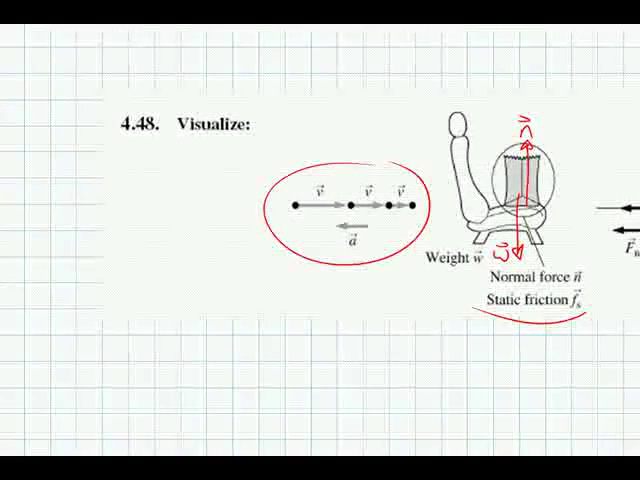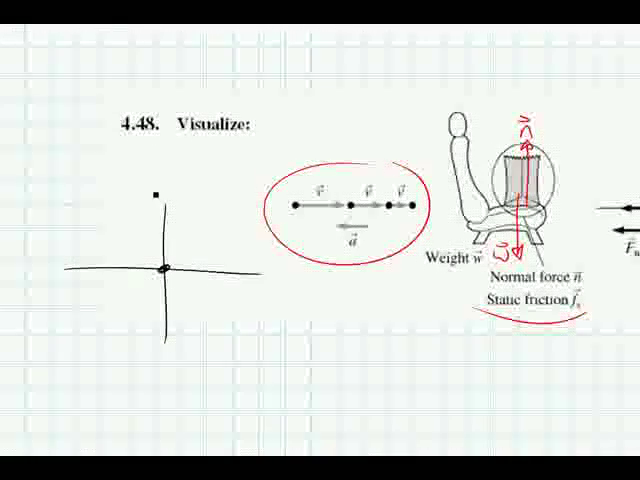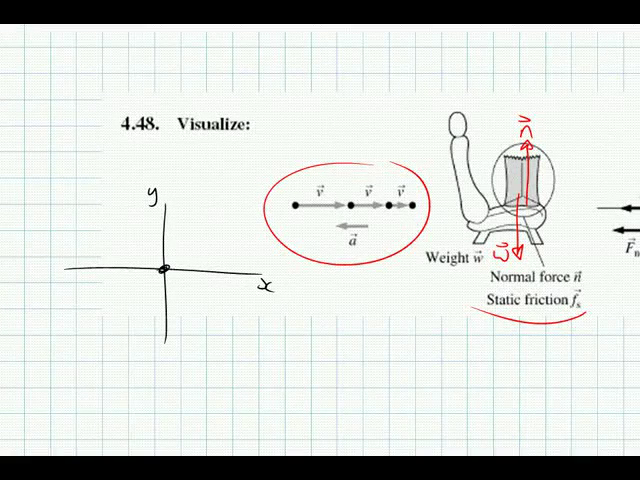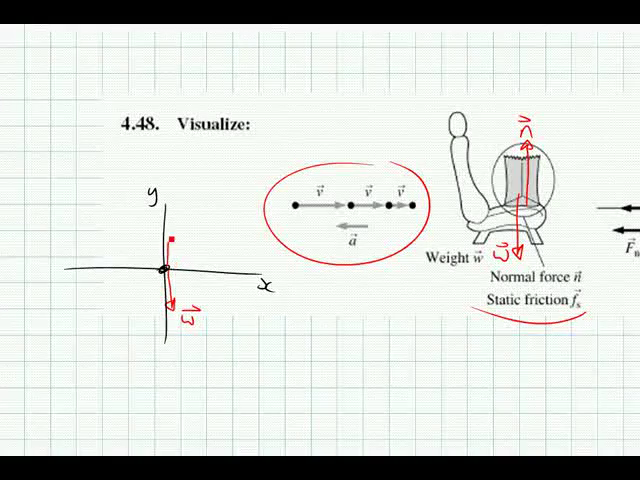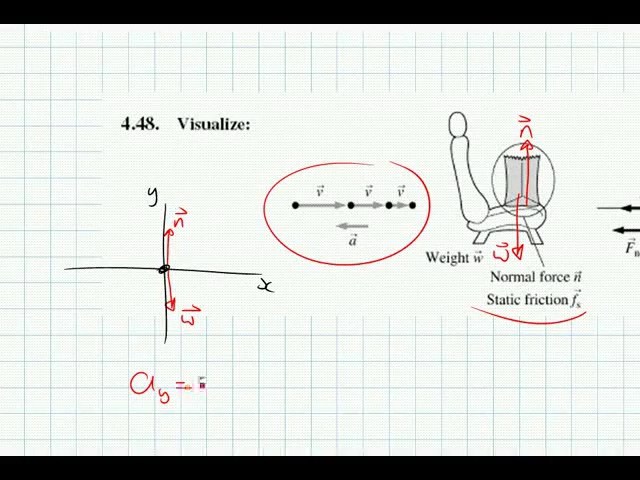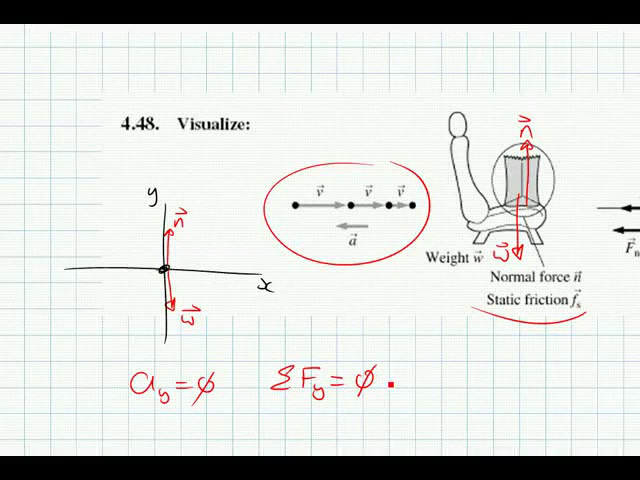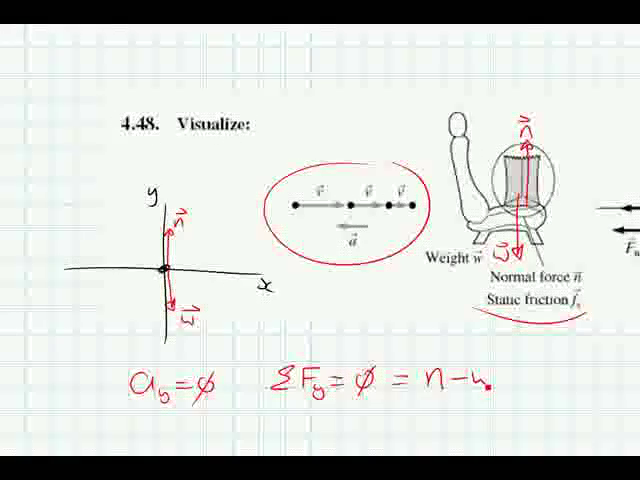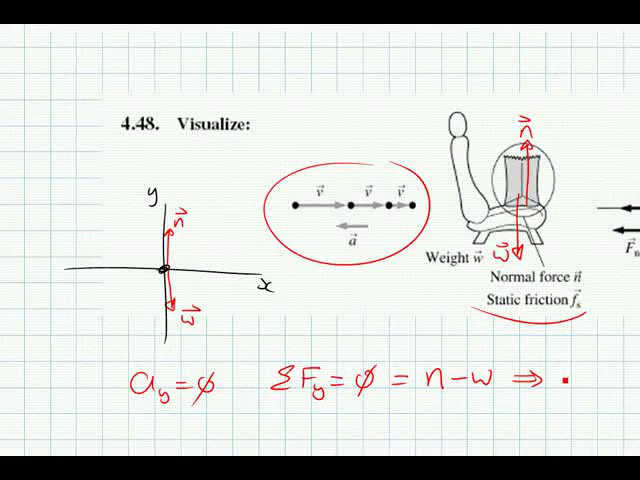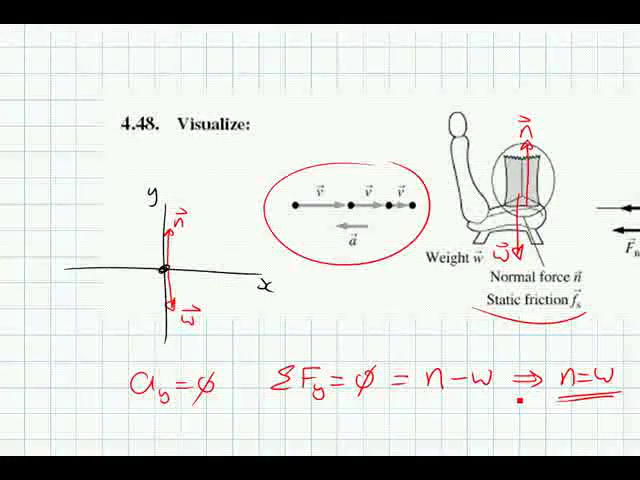Okay, so once again, before I give you the answer, let's do the free body diagram. This is the origin, that's the xy coordinate system. W is acting down, normal force is acting up. Once again, there is no acceleration in the y direction. AY is 0, which means that the sum of the forces in the y direction must be 0, and in the y direction, we have normal force minus W, which in turn means that N must equal W.